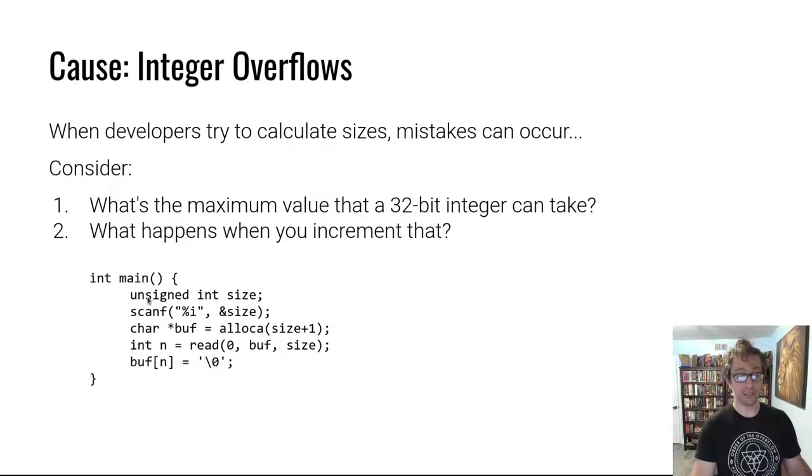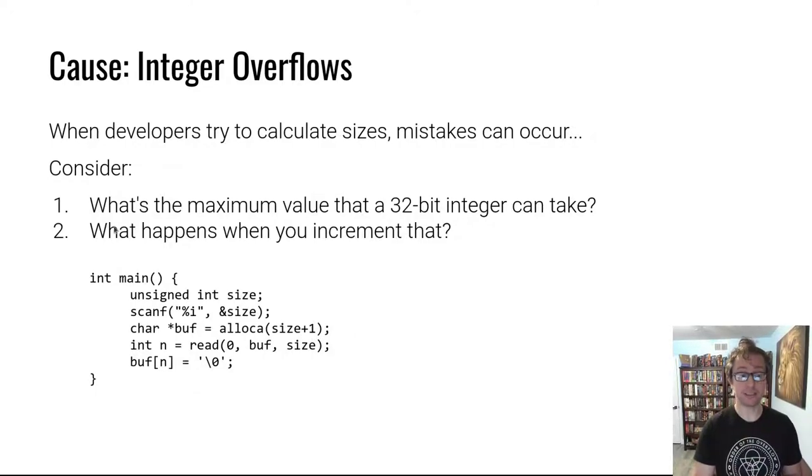So what it does is it reads the size from the user. It allocates size plus one on the stack, and it reads in size bytes from the user. And then right at the end, whatever the user put in, it null terminates. This is a very common pattern to read in a string and null terminate it, right? But in this case, this size plus one has problems.